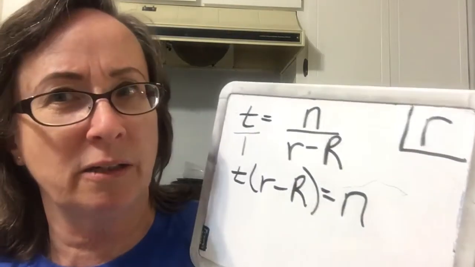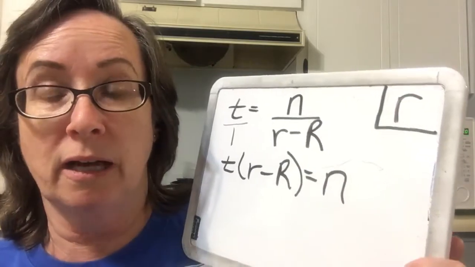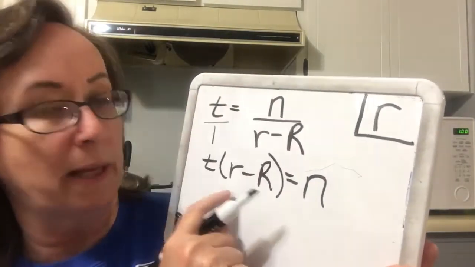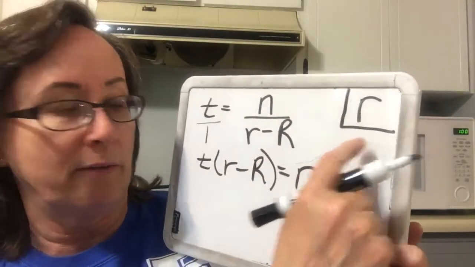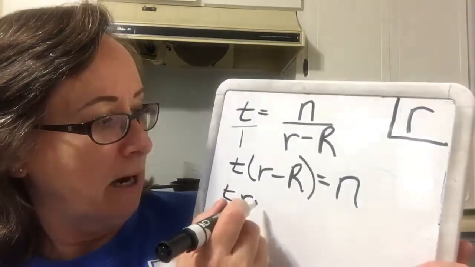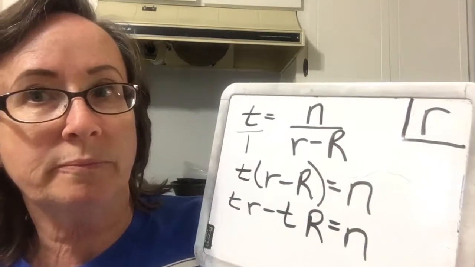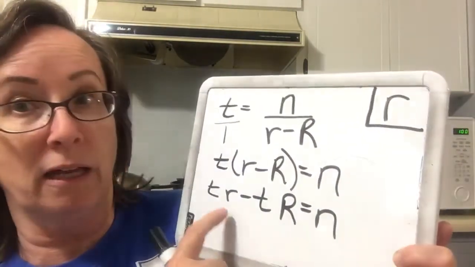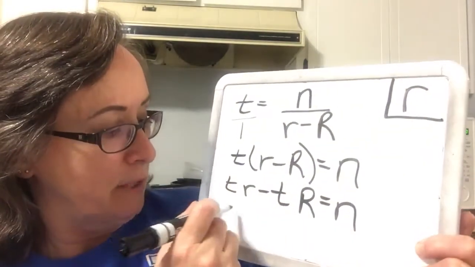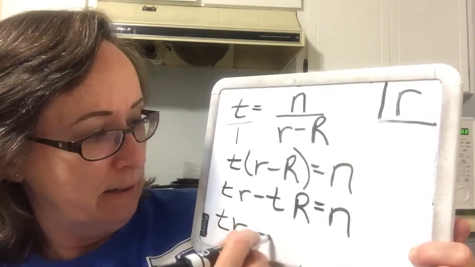The first thing you want to do is get whatever variable you're trying to solve for in the numerator. Okay, you can't solve for it if it's in the denominator. So I'm going to cross multiply to get my r, which is what I'm looking for, in the numerator. So I get t little r minus t big R equals n. I'm trying to solve for the little r. So I want to get the little r term by itself. So I'm going to add the t big R to both sides.